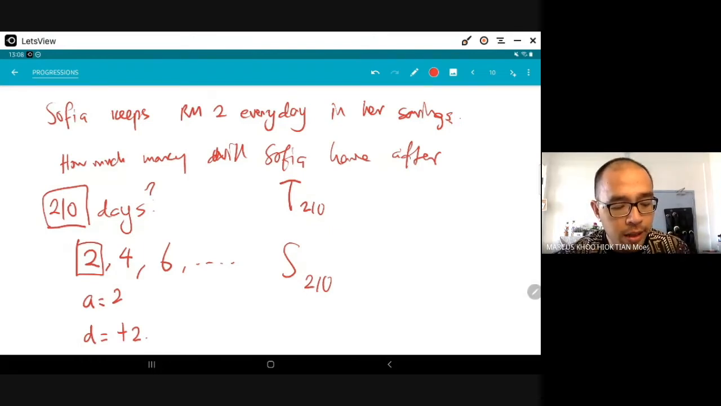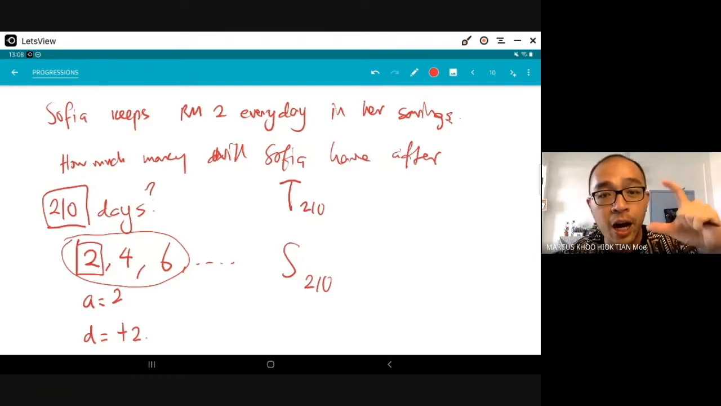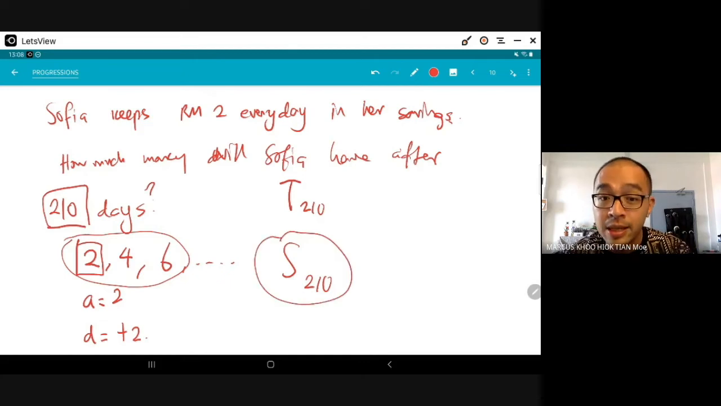Kalau kita lihat this arithmetic progression, this arithmetic progression is berapa banyak duit di dalam tabung Sophia. How much money is in Sophia's bank after sekian-sekian hari. Kalau kita pakai S10, it doesn't make sense tau.